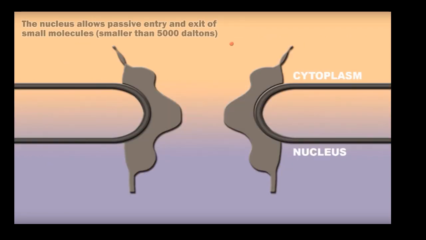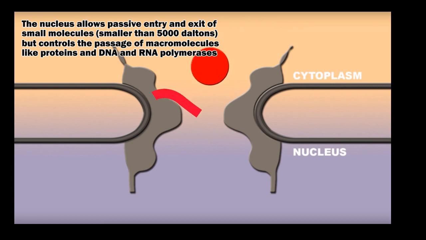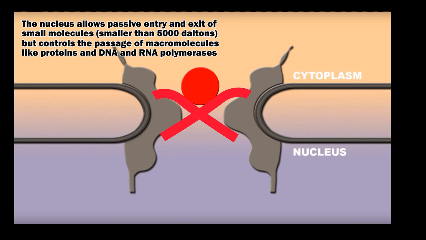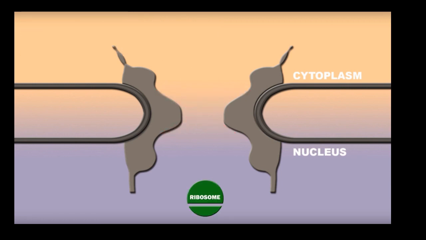The nucleus has a double membrane surrounding it called the nuclear envelope. The nucleus allows passive entry and exit of small molecules, smaller than 5,000 Daltons, but controls the passage of macromolecules like proteins, many of which are in the range of 25,000 Daltons, as well as DNA and RNA polymerases, many of which are around 100 to 200,000 Daltons. Ribosomes, which are huge, actually get assembled in the nucleus and must then be exported. Being 30 nanometers across, they can't get back in from the cytosol.